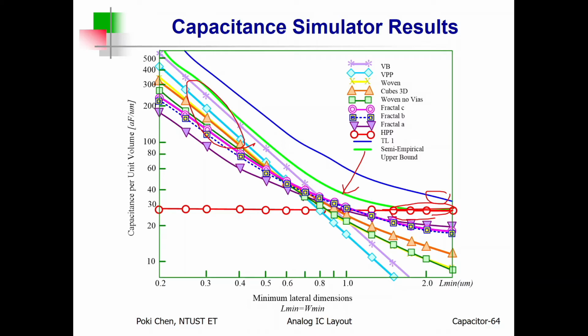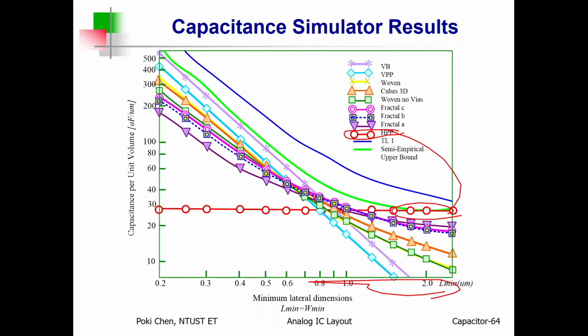All right. So which is very close to the semi-empirical upper bound? That is the horizontal parallel plate. Whenever the line width is so huge, it means for very old processes, HPP, horizontal parallel plate, is good enough. So you can see for old processes, you have only such kind of horizontal parallel plate capacitor. That is the key.